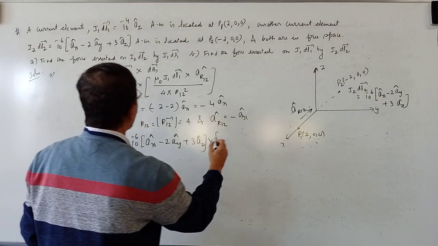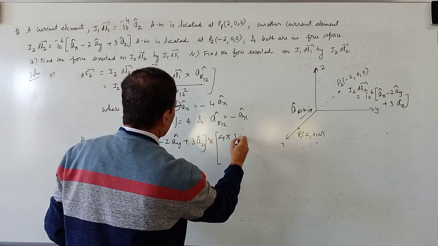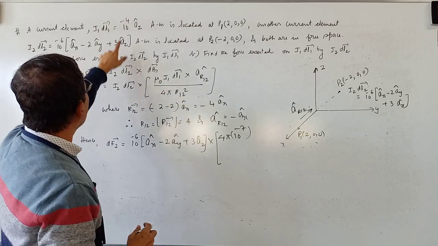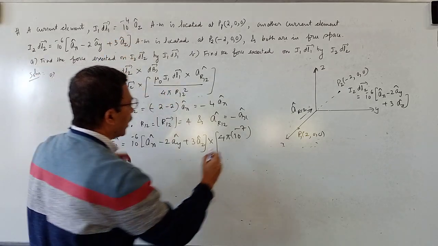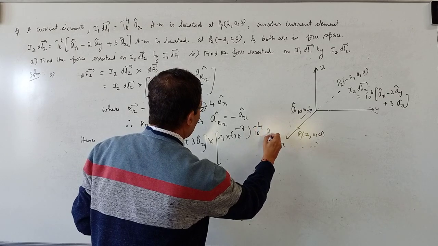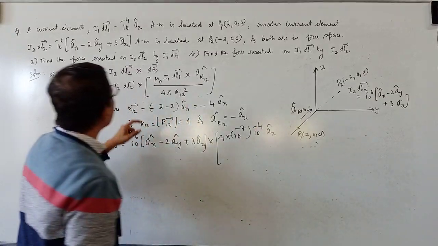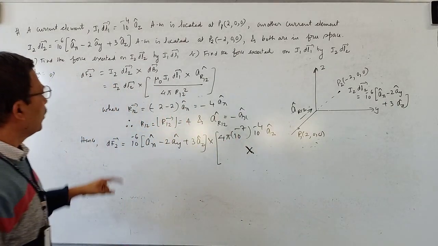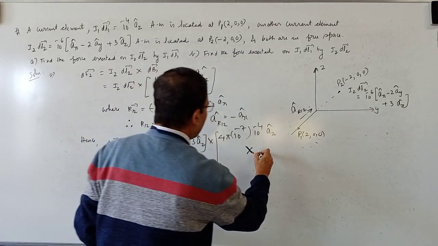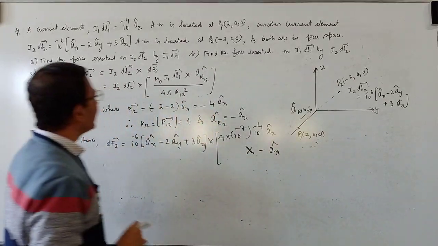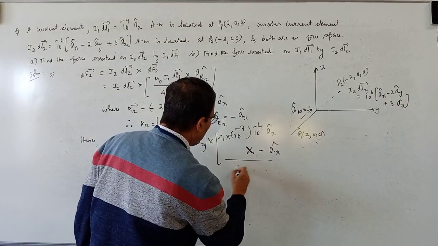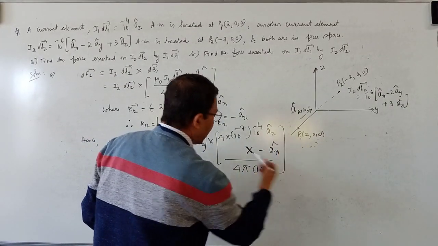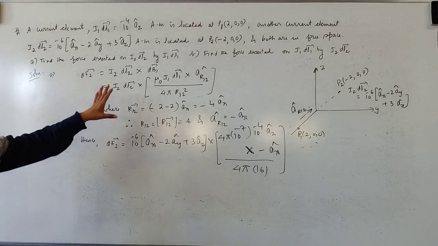What is mu naught? 4 pi into 10 to the power minus 7 is mu naught. What is vector I1 dl1? Vector I1 dl1 is 10 to the power minus 4 into az cap, cross. What is aR12 cap? aR12 cap is minus ax cap, divided by 4 pi into R12 squared, which is 16. One of the terms I left out while doing the analysis, sorry, I have corrected it, please see.